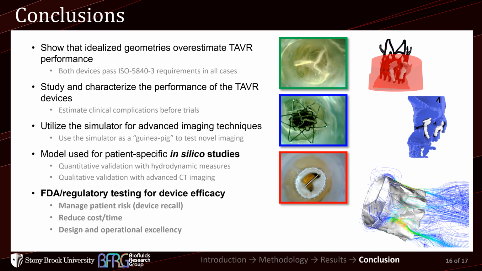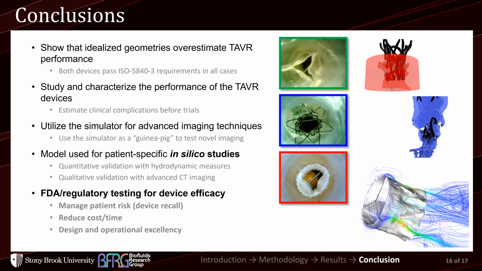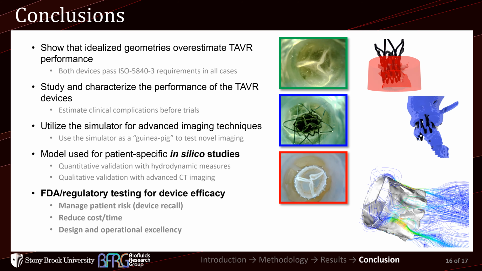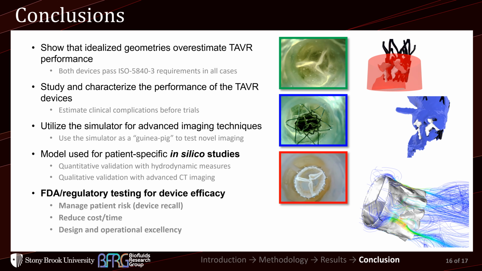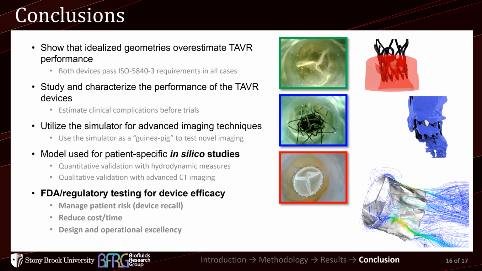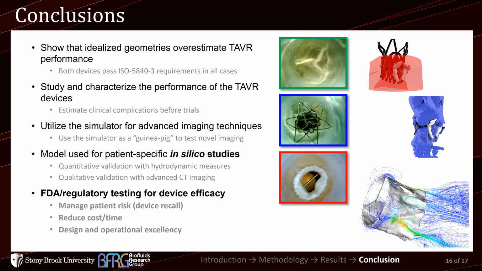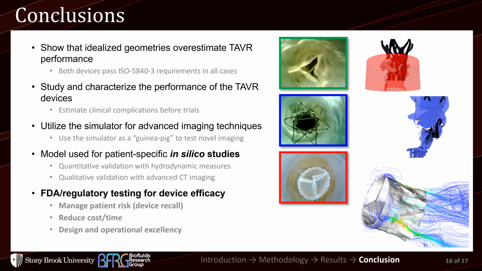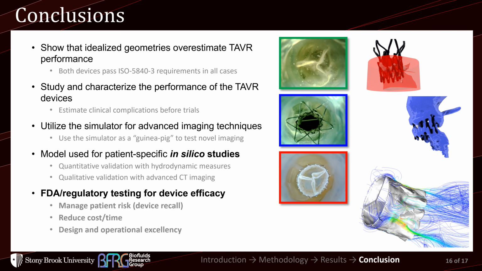So in conclusion, we can show that there, again, is an overestimation with the idealized geometries. We can characterize the TAVRs as if they were in the clinic, thus decreasing the likelihood of complications in trials, or at least giving us the opportunity to mitigate these complications before the trials, reducing patient risk. I can use this patient simulator as like a guinea pig for novel imaging, as you saw with the intraprocedural CT. And then finally, with the in silico studies, I have the ability to actually validate them and to show an associated shear stress profiles with the PVL gaps.